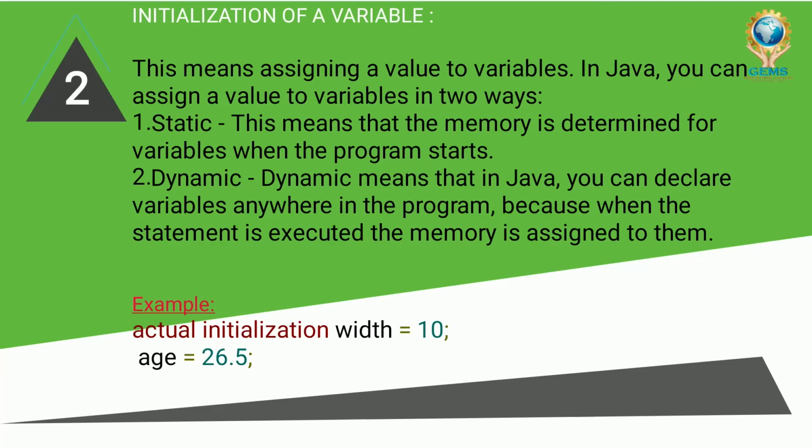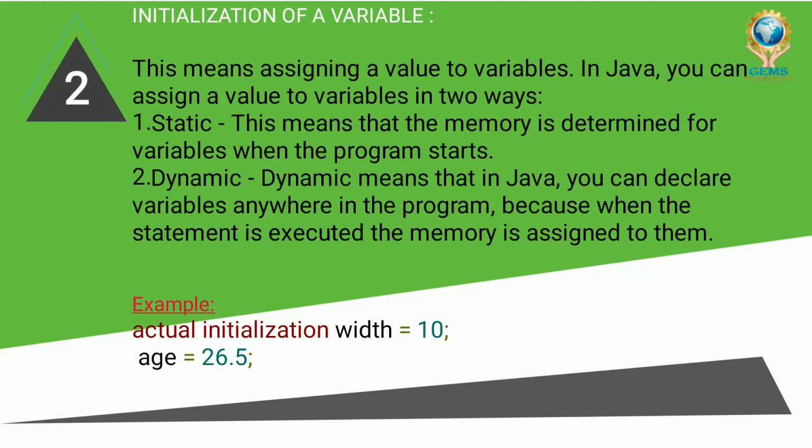But dynamic is not like that. In dynamic declaration, memory is allocated for those particular variables only at execution time. This type of declaration is called dynamic declaration. I hope that you understand. In static declaration, the memory was allocated to the variables previously. In dynamic declaration, we can declare the variables anywhere, but the memory allocation will be done at the time of program execution. In static, it is not like that.